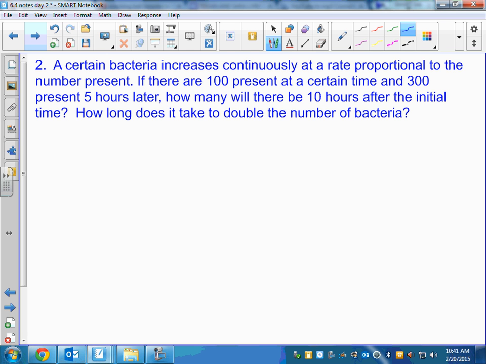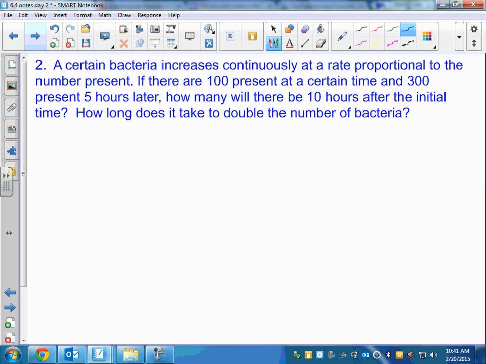This is why they don't tell you to put the negative on that half-life formula. Because they want you to read the problem and think about whether it's growth or decay. If it's growth, K's positive. If it's decay, like half-life stuff, then K's negative. And so that's why they don't put it in there.